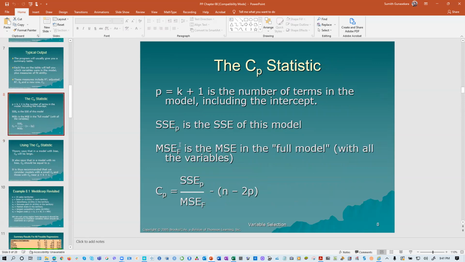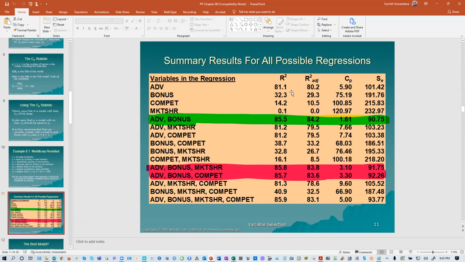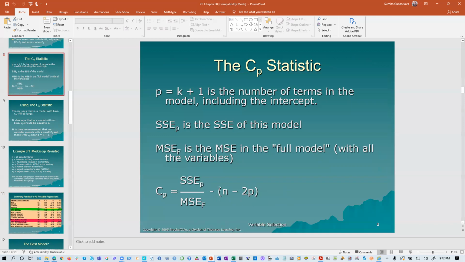The Mallows CP is nothing but the ratio between the sum of squared error and another sum of squared error. You are just comparing the sum of squared error to sum of squared error. Let's say you are interested in this model: the sum of squared error of this model being explained by the sum of squared error of the full model, plus some terms they have added as an adjustment. Mainly it is that one: the sum of squared error divided by the mean squared error, minus n, minus 2. And if you draw this one, it looks like a curve.